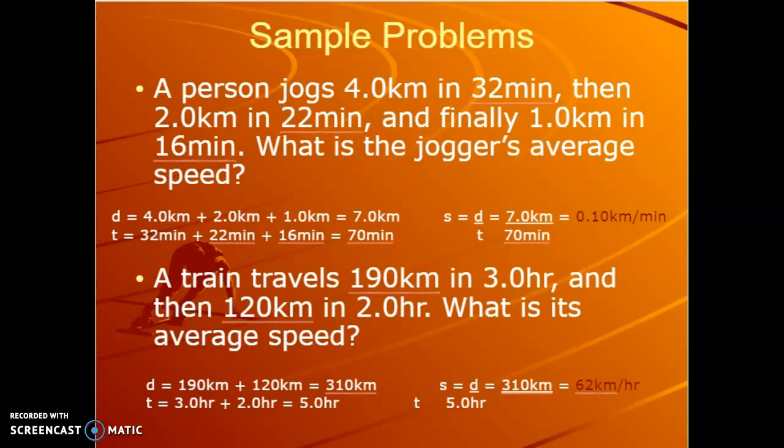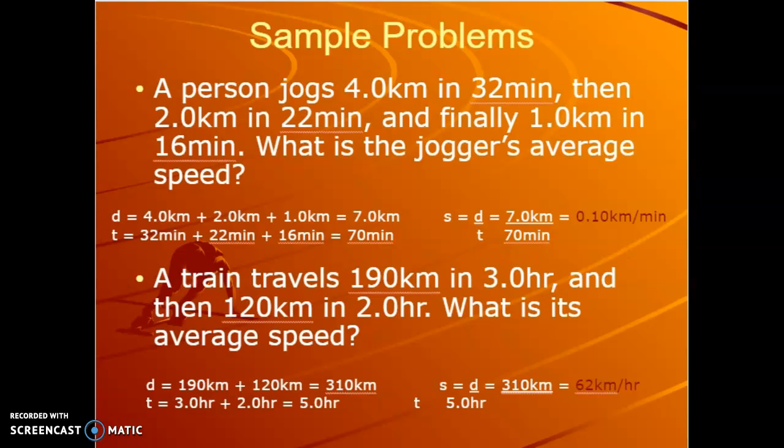So just first add up your distances. You have 4 kilometers, 2 kilometers, and 1 kilometer for a total of 7 kilometers. Then add up your times, 32 minutes, 22 minutes, and 16 minutes for a total of 70 minutes. And then divide your distance over time.